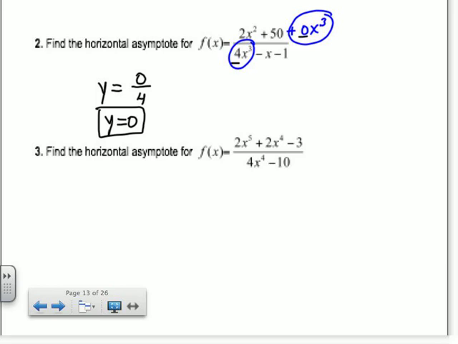All right, next one, what's your largest degree? 5. There's no fifth on the bottom, so I write 0x to the fifth. So that means when I talk about my horizontal asymptote, it's y equals 2 over 0, which is, what's 2 divided by 0? Undefined. So what do you think that means about horizontal asymptotes? Right, there's not one. Exactly. So there's no horizontal asymptote.